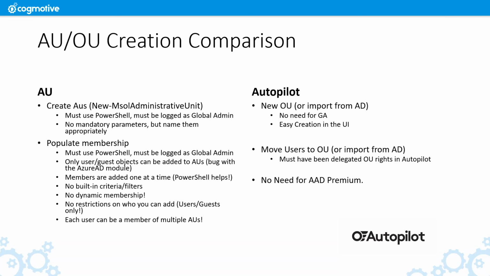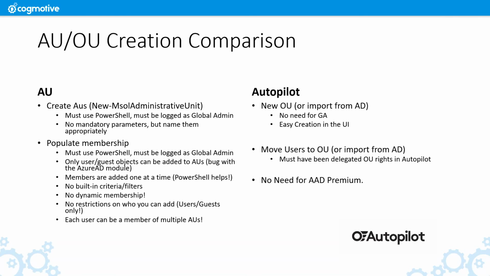All right, so just some comparisons with what Vasil was talking about with what Autopilot does. It's a similar concept, but we're a lot easier to implement. So from an AU perspective, you might create AUs. With an Autopilot, it's just a new organizational unit. Within the interface, we click New Organizational Unit, we're done. We can also, if you have a local Active Directory, import the OU structure from that local Active Directory.